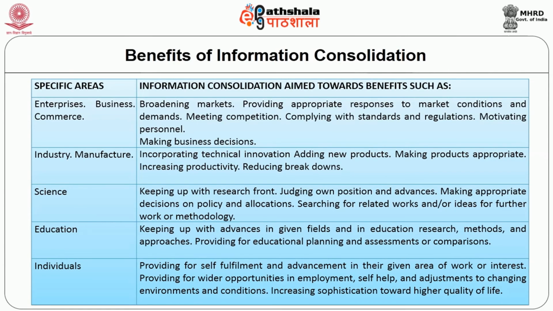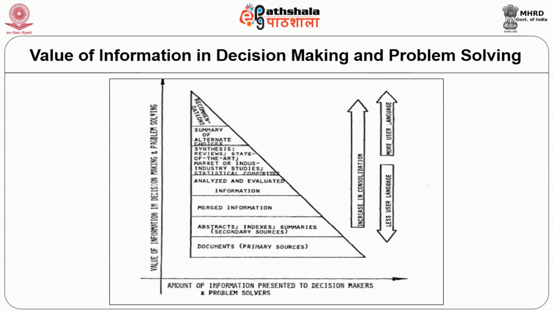Consolidated information could contribute to the information sophistication of the population, which in turn contributes to the quality of life. The significance of consolidated information is argued in relation to its role in creating higher cognitive processes and in decision making and problem solving, even those encountered in everyday work that require information. Now, what is the value of information in decision making and problem solving?